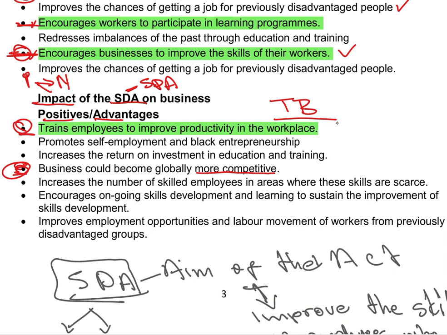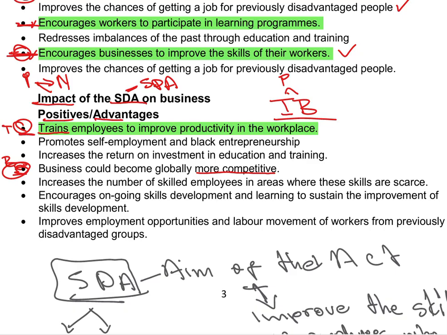So this is T and B. These are the positives. But when you are writing, please don't write positive. Don't write negative and don't write T and B on their own, because you might go and say T and B and say, you're shy. No, this T will remind you, okay, there is trains. You know how the mind functions. Train employees to improve productivity in the workplace. So this is T, this is B: businesses could become globally more competitive.